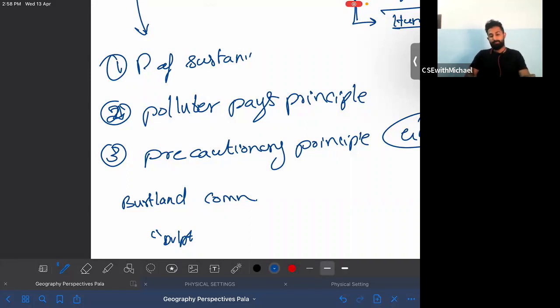Now the equity principle. Equity implies a need for fairness in the distribution of gains and losses, so that everyone is entitled to an acceptable quality of life.